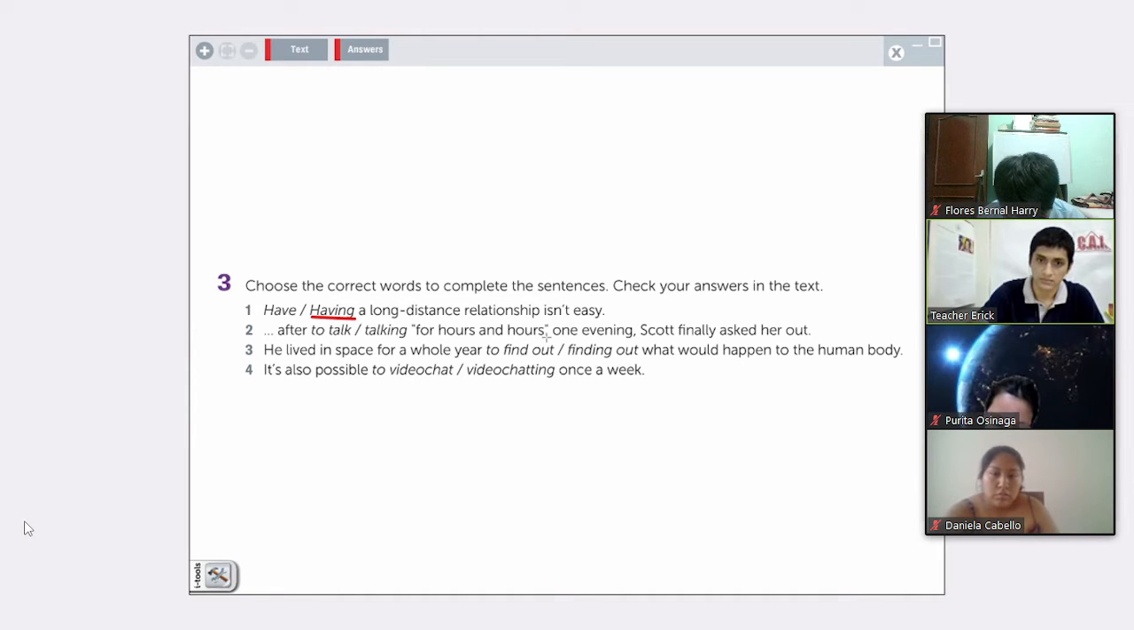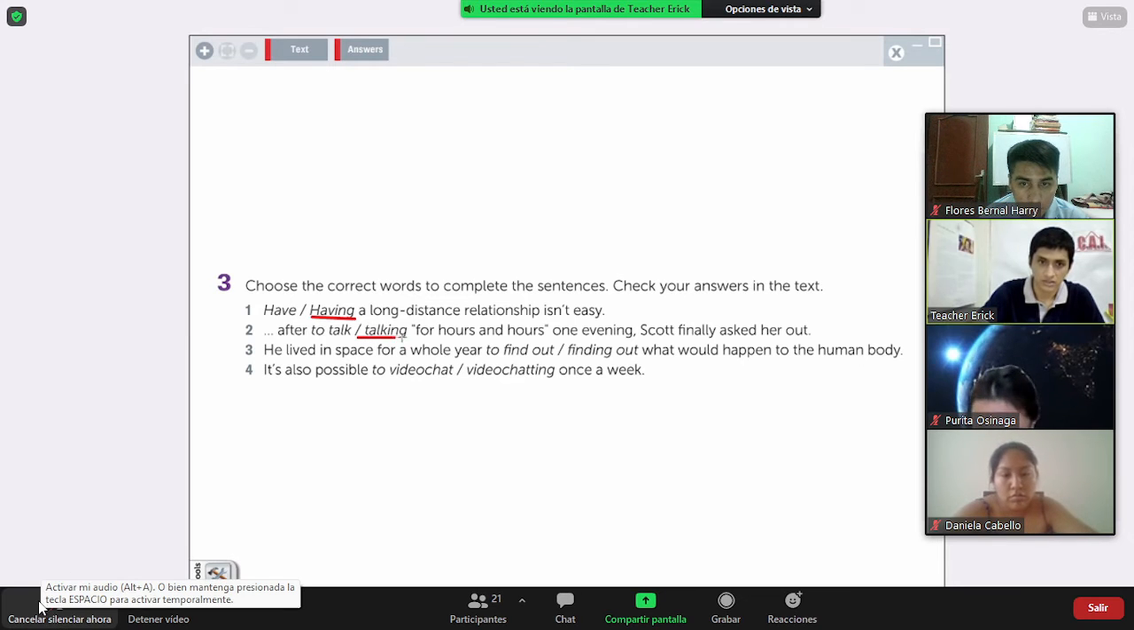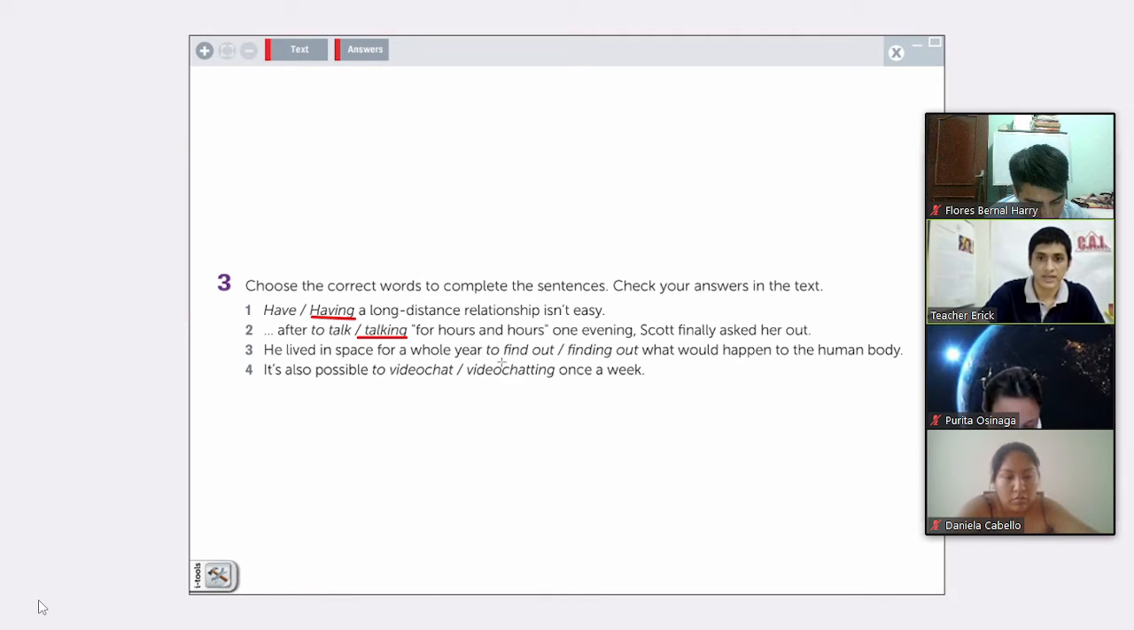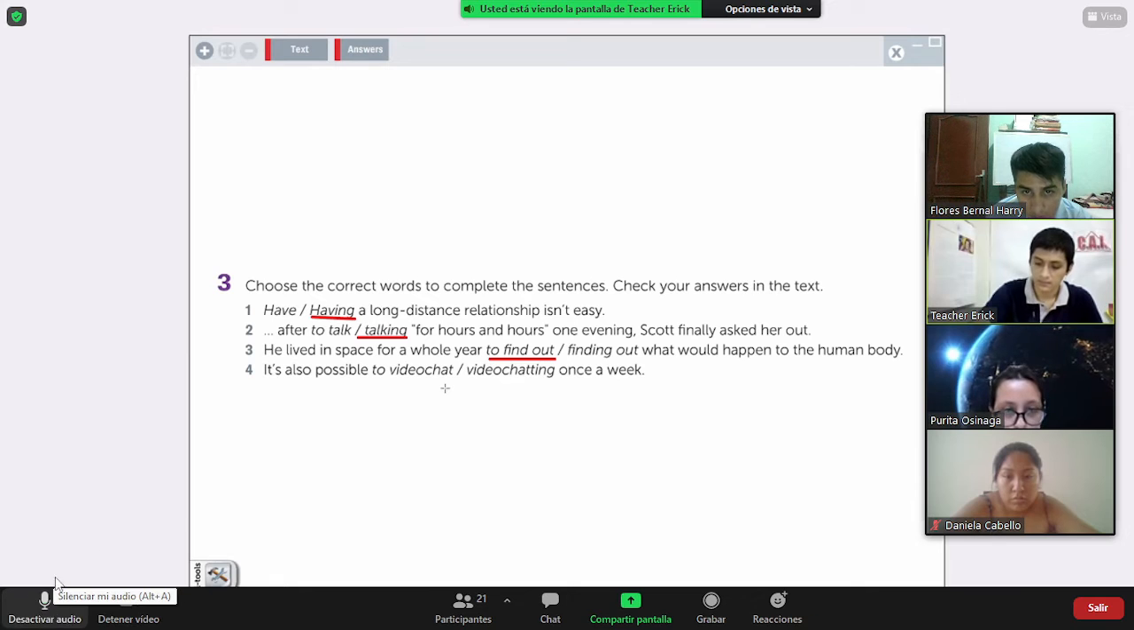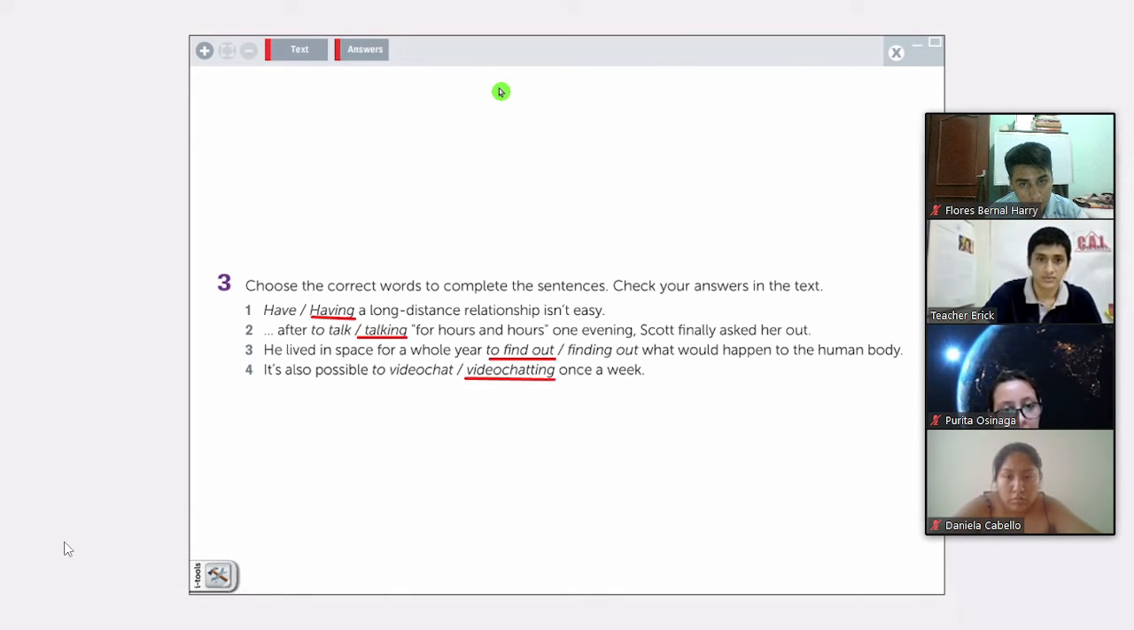Having a long distance relationship after to talk or after talking for hours. After talking, okay. And number 3, he lived in space for a whole year to find out or finding out what would happen to the human body. Number 4, it's also possible to video chat or video chatting once a week. Video chat. To video chat? Okay.